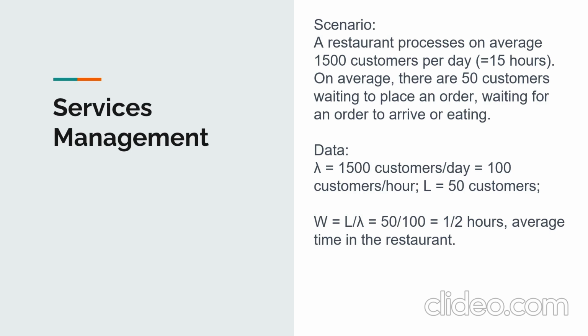To find how much average time a customer spends in the queue, we simply use W is equal to L by lambda and get the waiting time as half an hour.